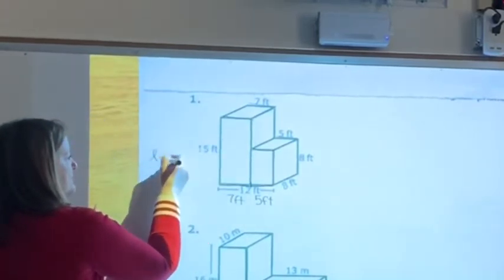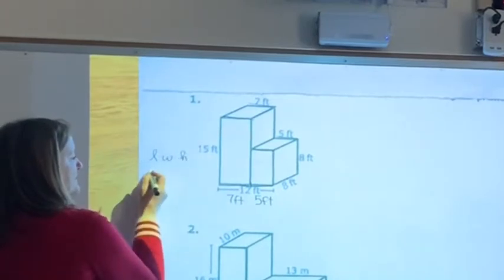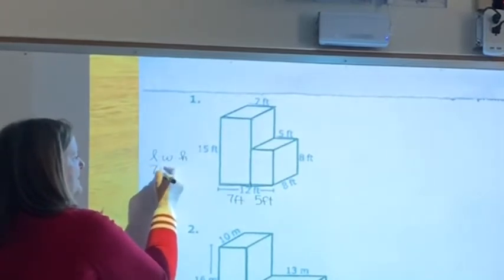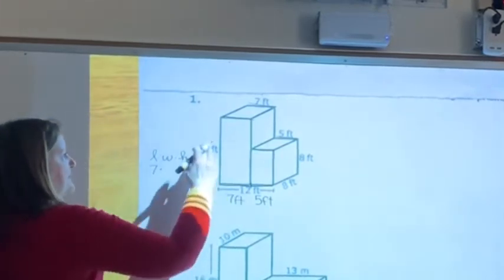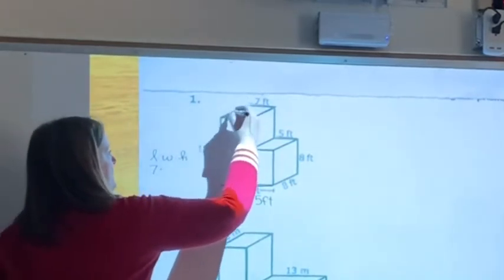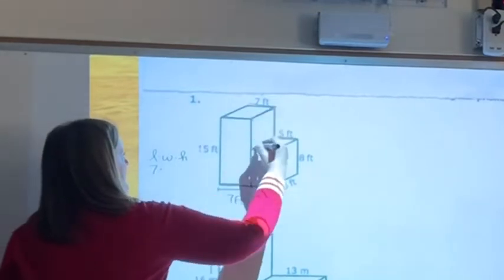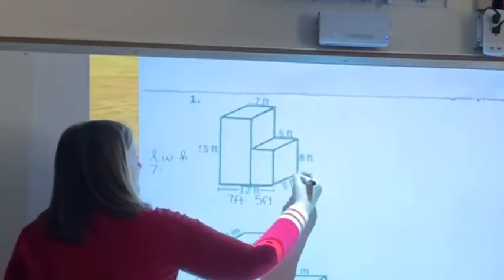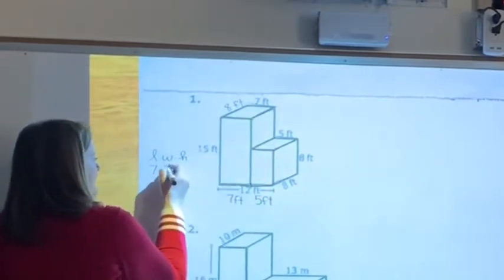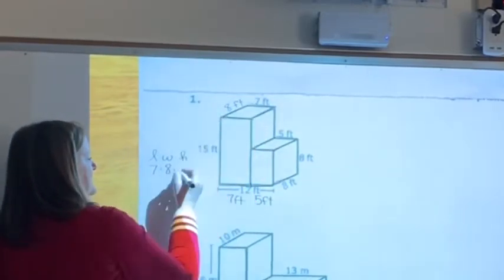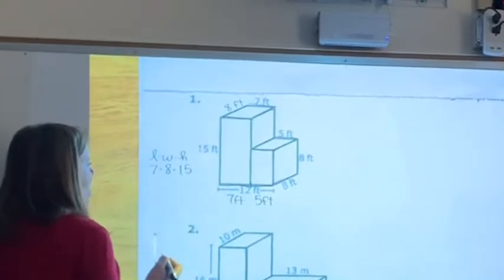We've got our length times width times height. The length is 7 feet. The width is, we've got to go back and find our width because there's no width on this yet. So we're going to follow this line all the way down to find what the width is. The width is 8 feet. And the height is 15.